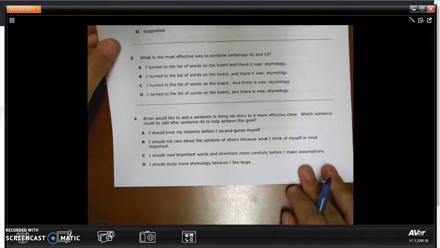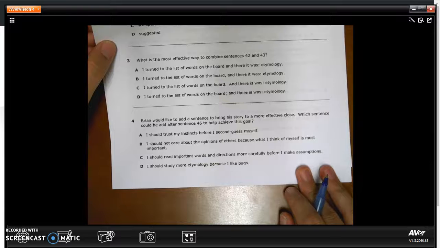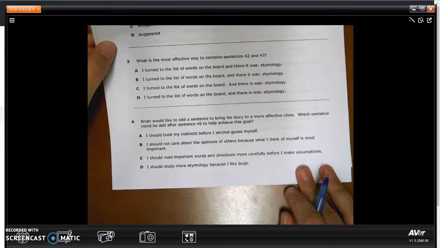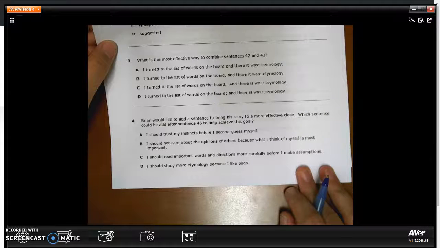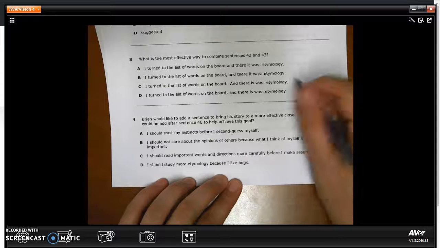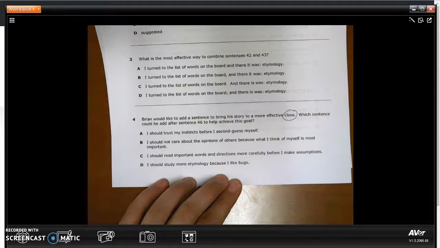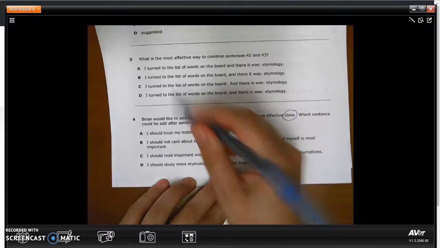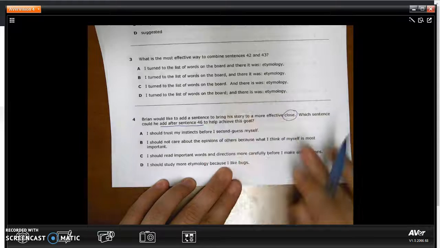Q4. Brian would like to add a sentence to bring his story to a more effective close. Which sentence could he add after sentence 46 to help achieve this goal? So now, am I supposed to be underlining sentence 46, or am I talking about after sentence 46? I'm talking about after, right? So they're talking about an effective closing. So your conclusion, and then we're talking about add after sentence 46.